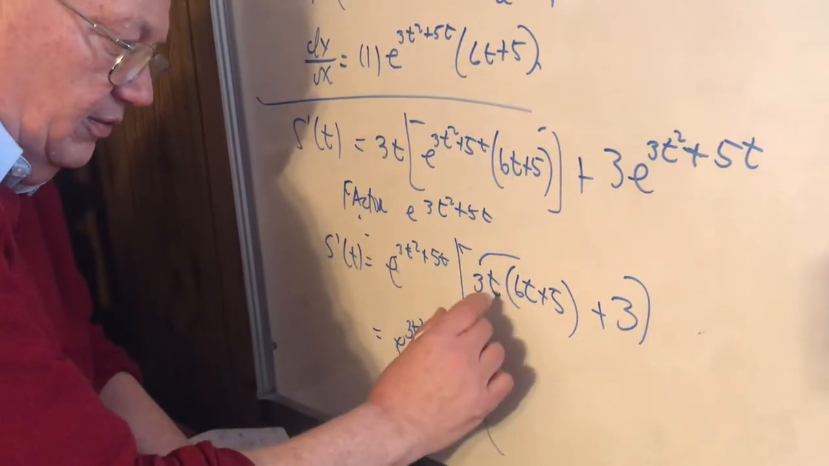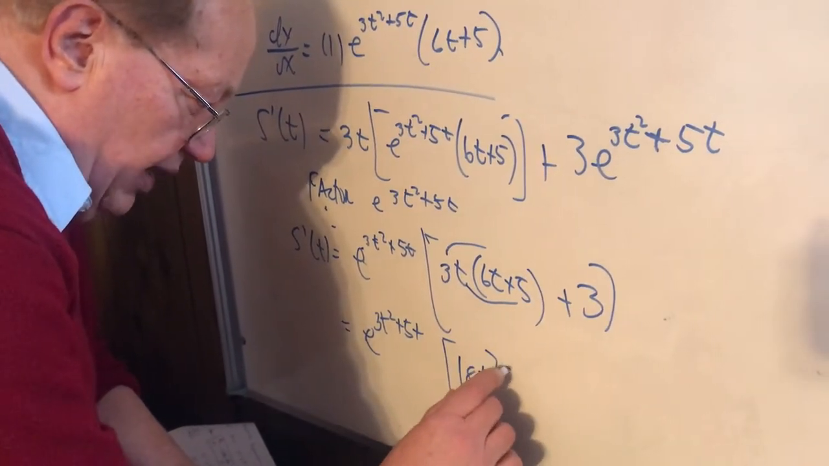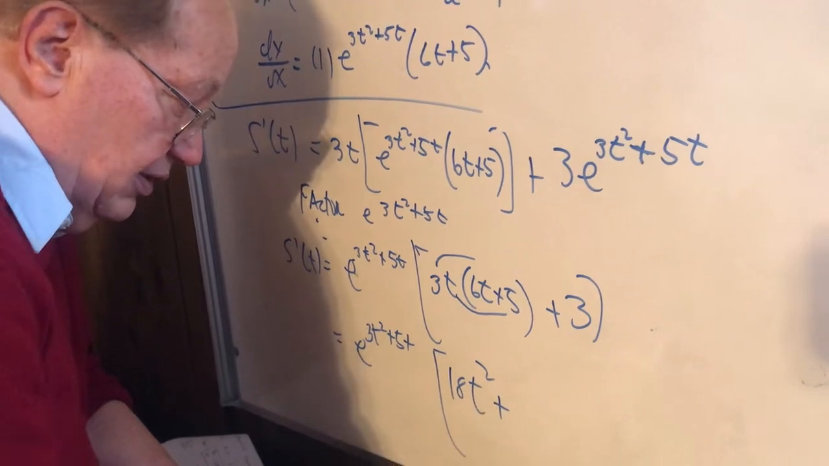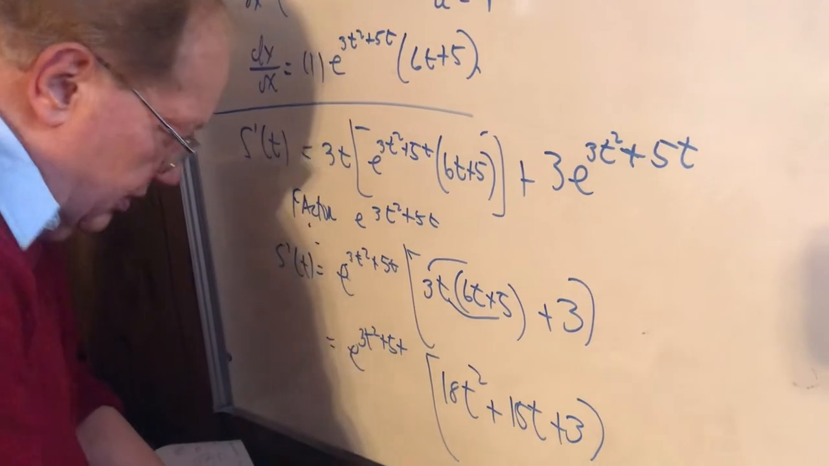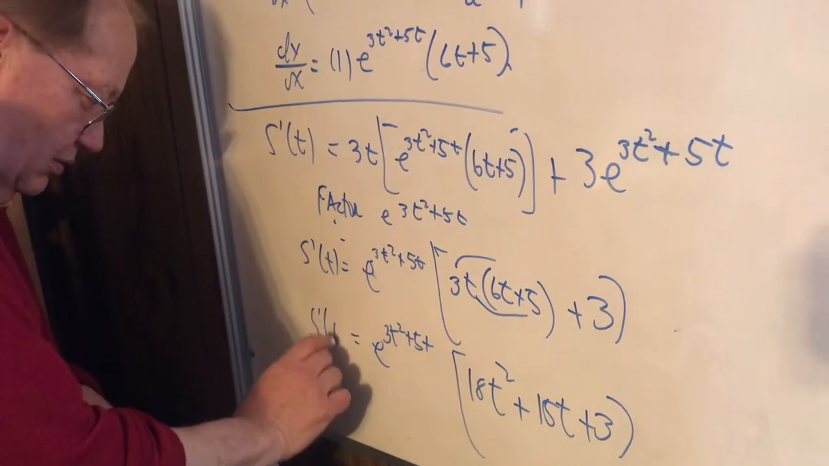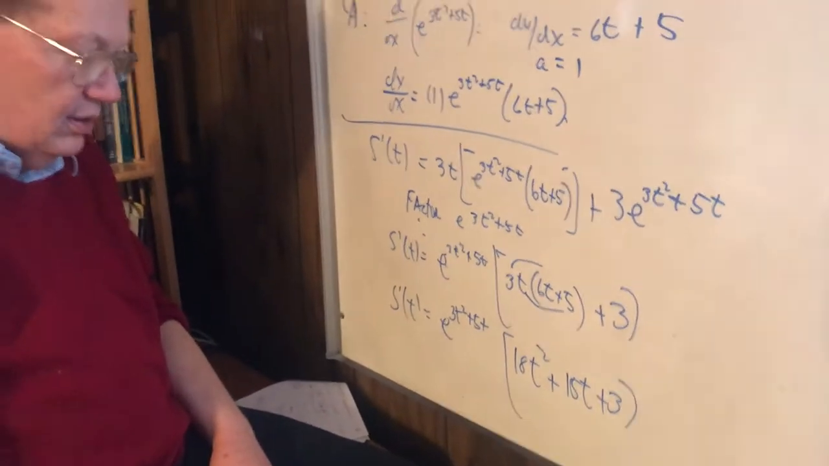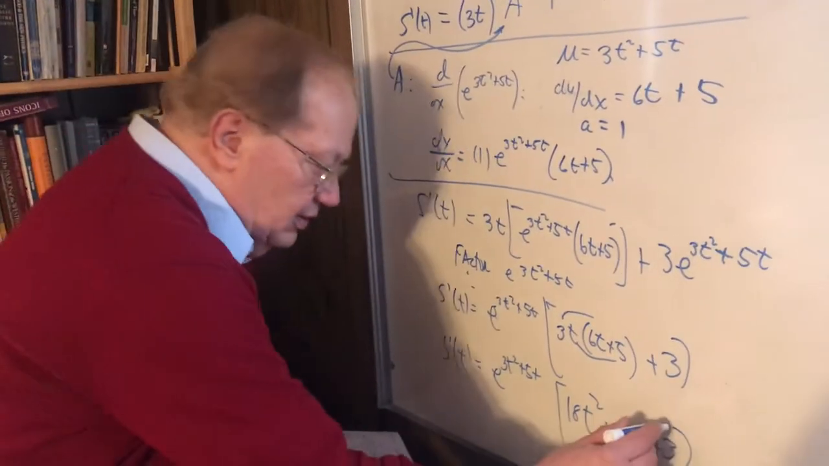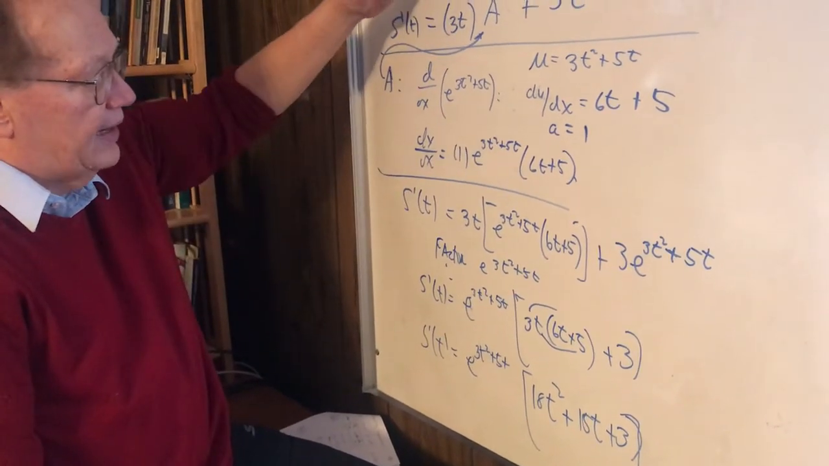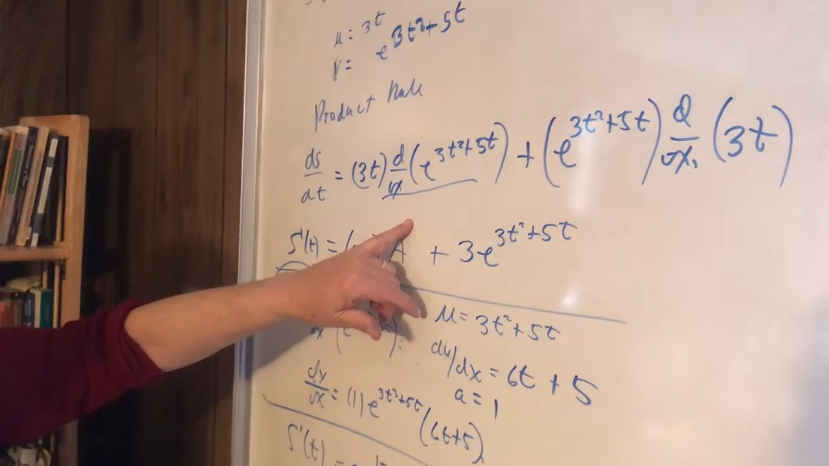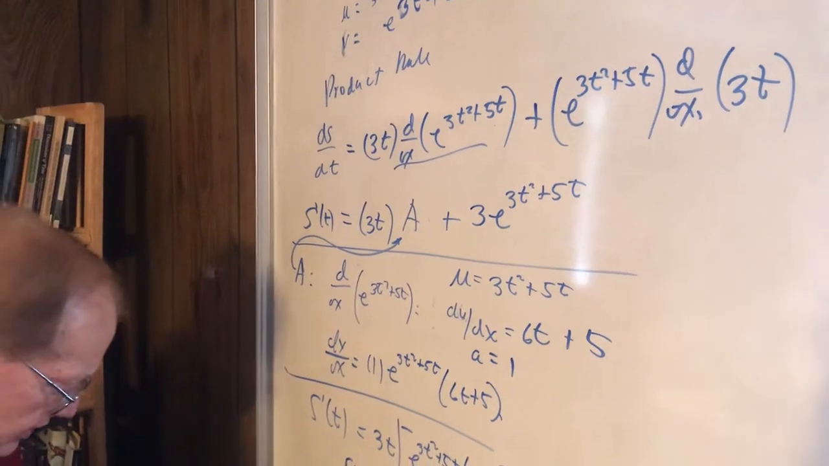Distributing this, it is 18t squared plus 15t plus 3. And that's your answer. You really cannot reduce this anymore. Notice that's a little bit more complex than the rest of them, but I basically use the same rules. Use the product rule, I use the exponential rule within the first term, use the power rule, and here we have the answer.